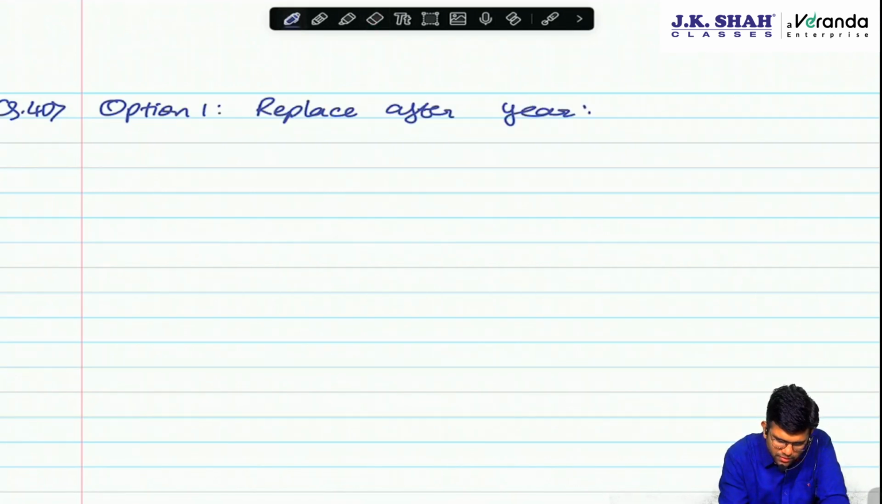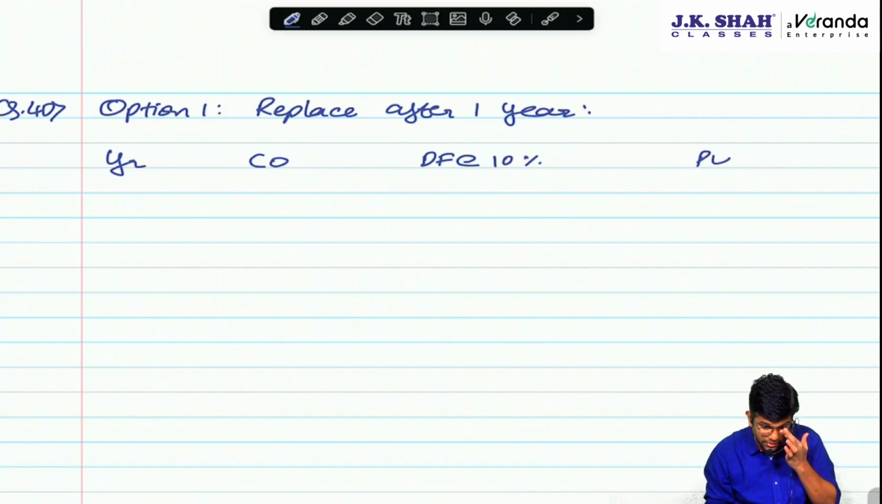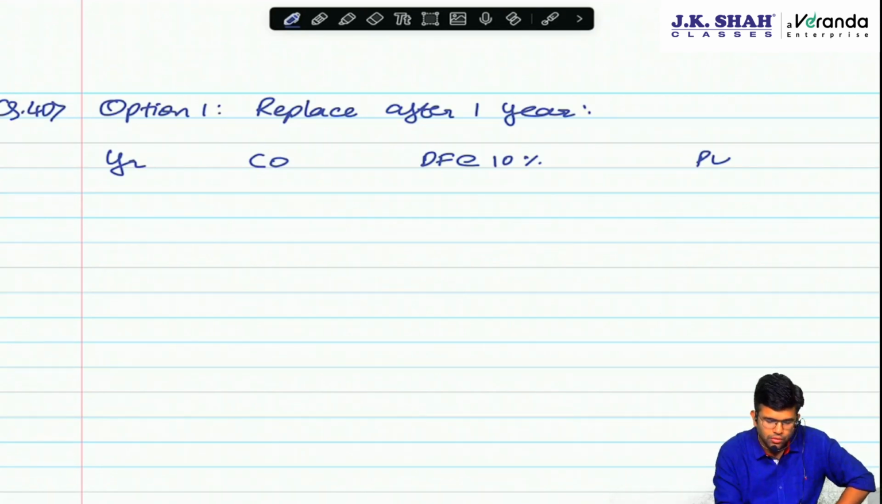Option 1. Replace after 1 year. Year, cash outflow, discounting factor. Discounting factor is what? 15%, no? 10%. Present value. Year, cash outflow, discounting factor after 1 year, present value. Okay. If you are replacing after 1 year, look at the screen.